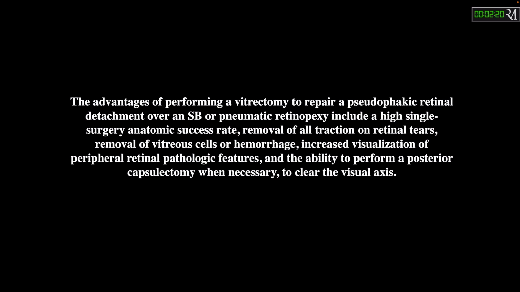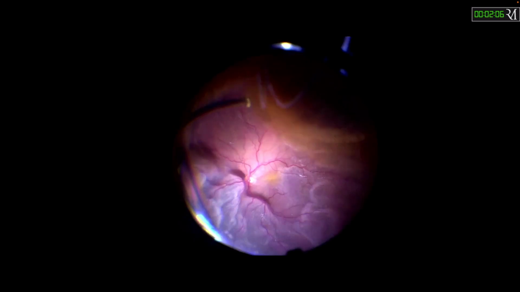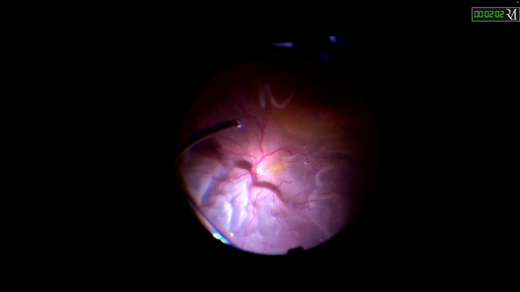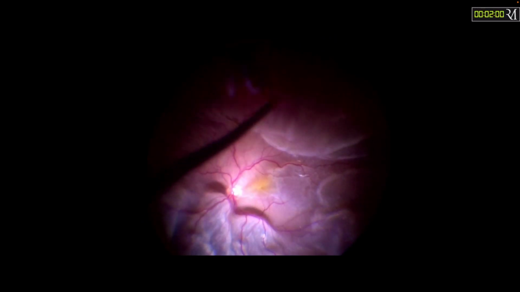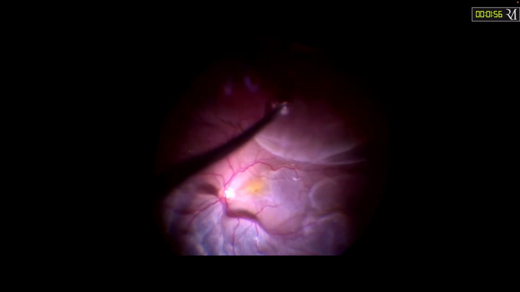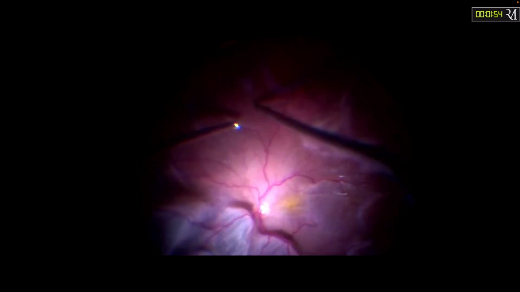As you have seen, usually the breaks are very small flap tears, and you have to search for all the breaks, otherwise you are going to get a failed surgery following treatment of pseudophakic retinal detachment. Again, if you have any wrinkling on the surface of the retina or any element of PVR, you have to go for vitrectomy, and you have to clear all the vitreous cells.